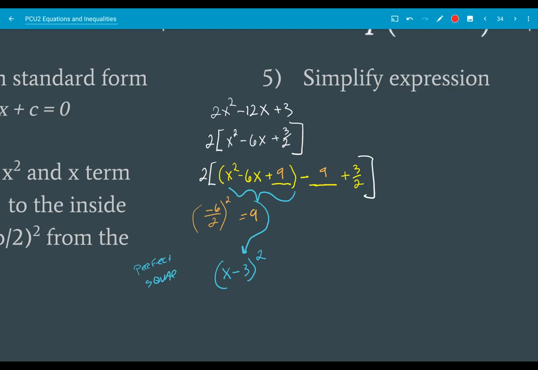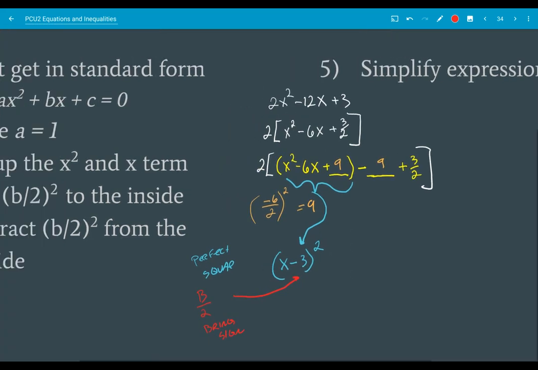Now some notes on this. This term here is always going to be b over 2. And bring the sign with you. So it's always going to be x and then whatever the sign that you get. If it's positive, it's going to be x plus. If it's negative, it's going to be x minus.